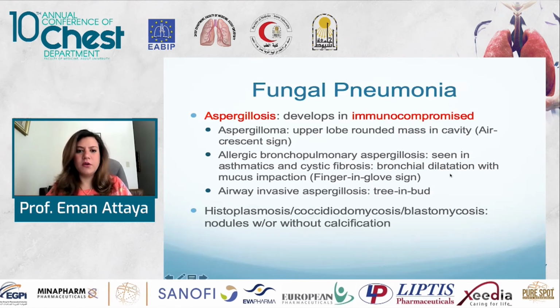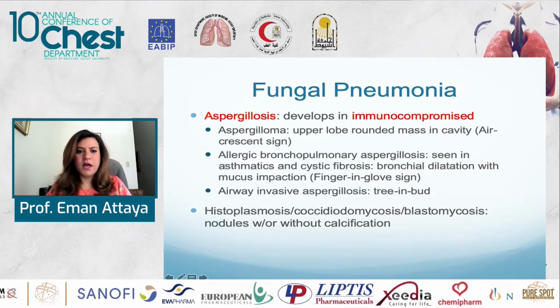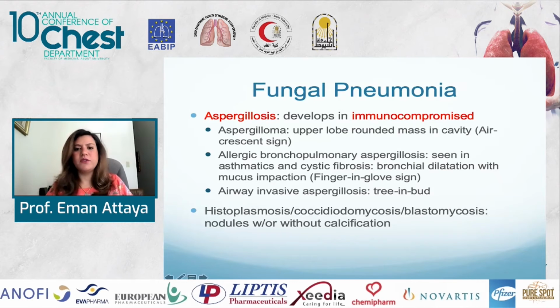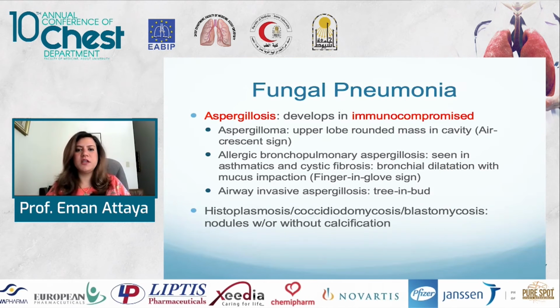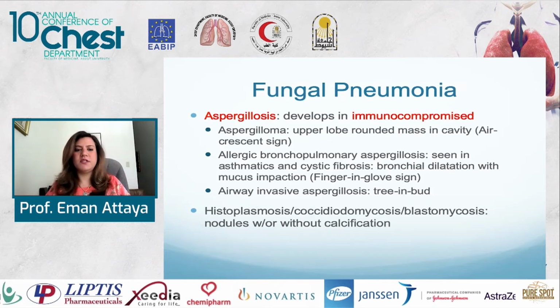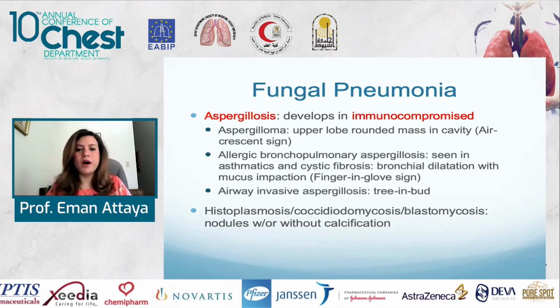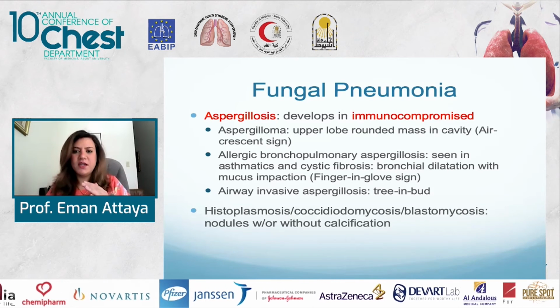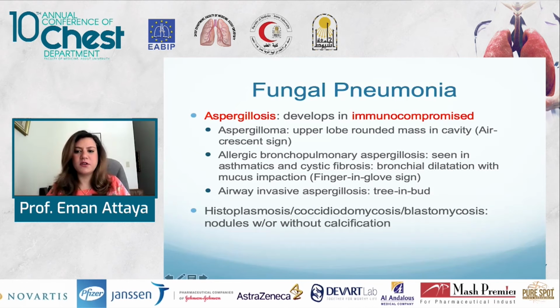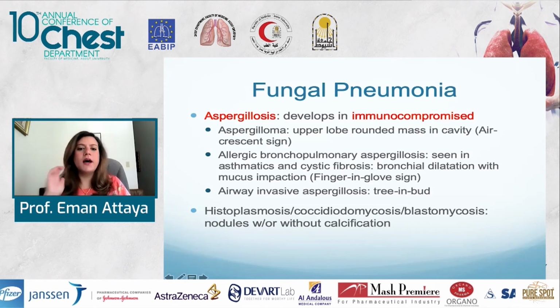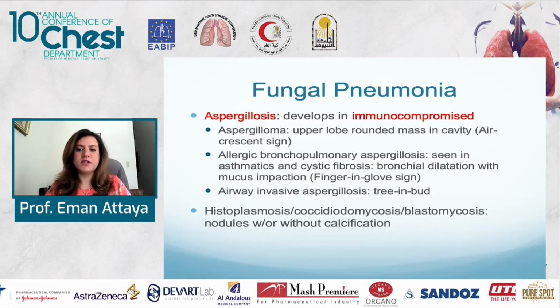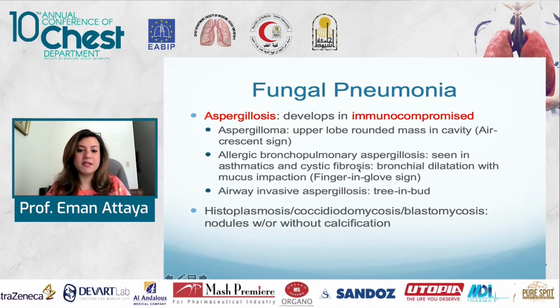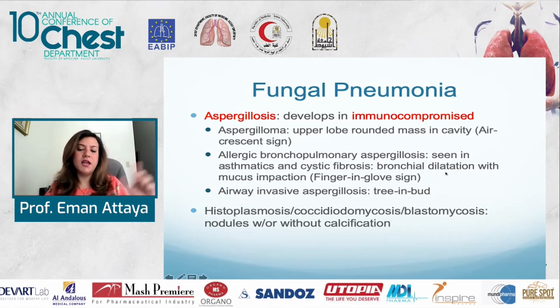Fungal pneumonia, again, I'll only talk about aspergillosis here. Aspergillosis is normally found in immunocompromised patients, and you have different spectra of the disease. You can get an aspergilloma, which is a mass within a cavity, and it creates this air crescent sign. I'll show you a picture of that in a second. Allergic bronchopulmonary aspergillosis, we see that in asthmatics and people with cystic fibrosis. And I showed you that earlier.